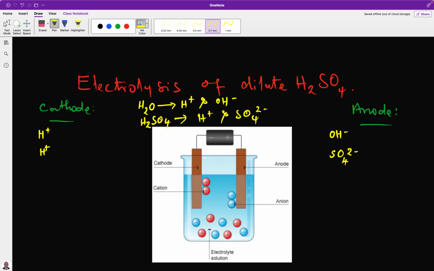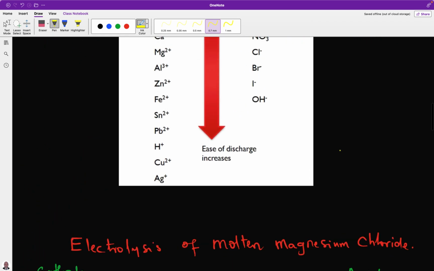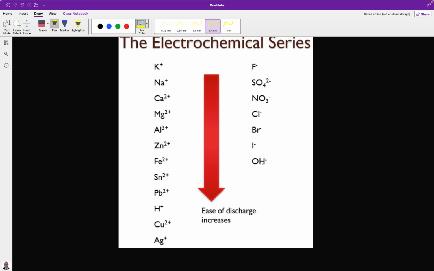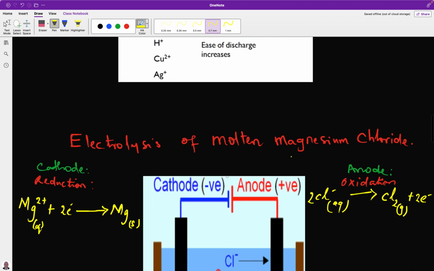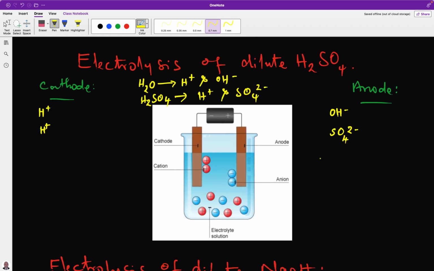It now takes us to our electrochemical series. Let me take you back to the electrochemical series, the OH ion and the SO4 2- ion. Now, we are here again. We have this ion and we have this ion. Which one will be discharged? The OH ion, because it is lower in the electrochemical series. So it takes the priority. So OH will be taken. The OH ion now is the one to be discharged.